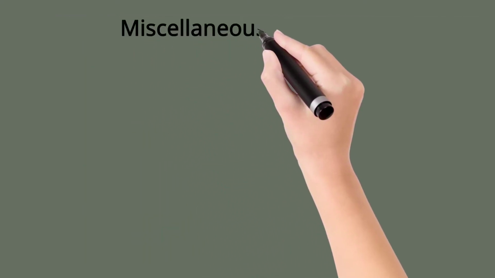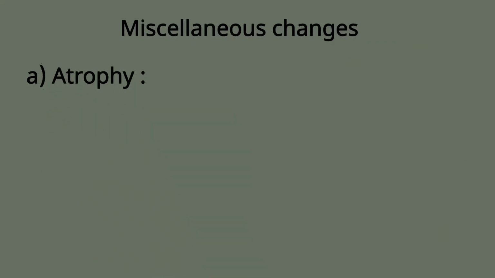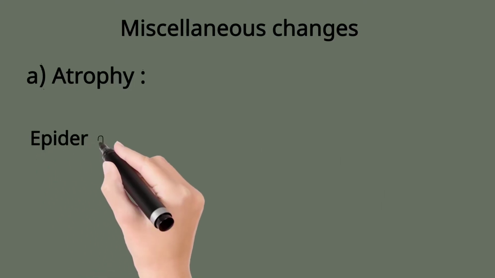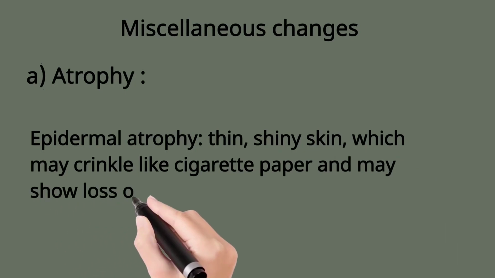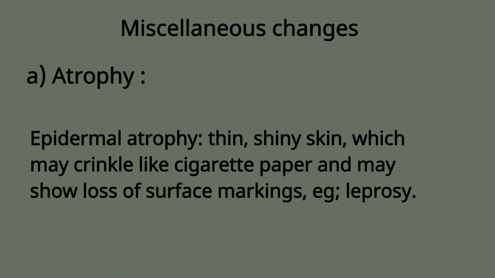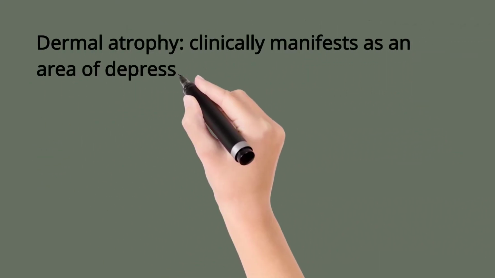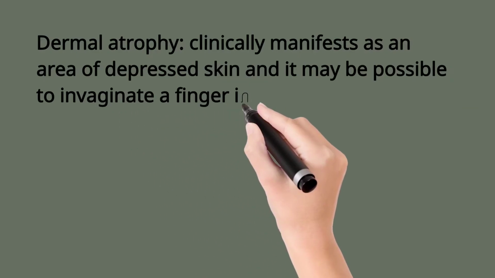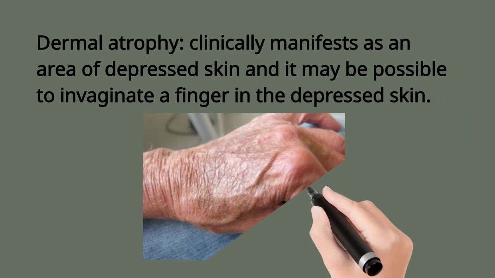Next about atrophy. Atrophy means thinning of skin which may be due to atrophy of epidermis, dermis or subcutaneous tissue. Epidermal atrophy manifests as thin, shiny skin, which may crinkle like cigarette paper and may show loss of surface markings. In dermal atrophy, as in occult leprosy, clinically there is an area of depressed skin and it may be possible to invaginate a finger in the depressed skin.